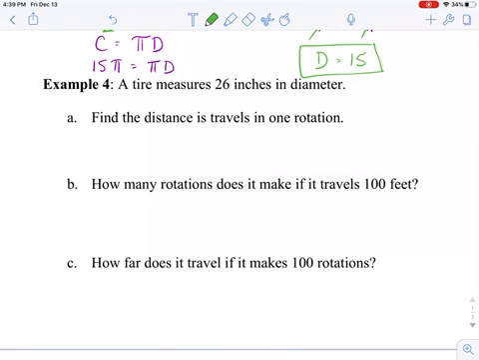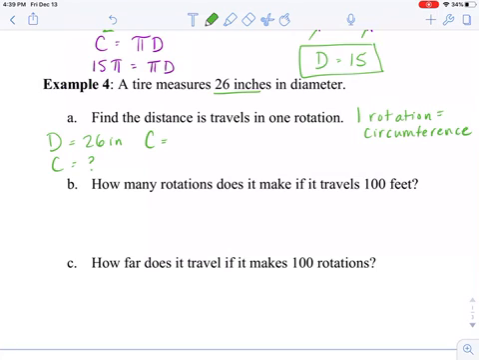Another example. A tire measures 26 inches in diameter. Find the distance it travels in one rotation. Well, one rotation is the circumference of the circle. So really what this question is asking is it's asking for the circumference. So I'm given that the diameter is 26 inches, and they would like to know what the circumference is.